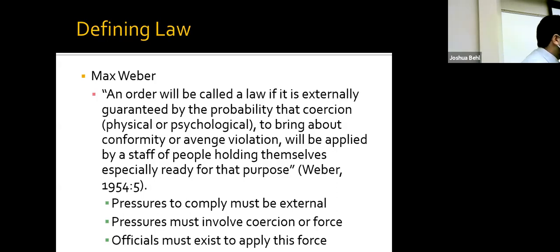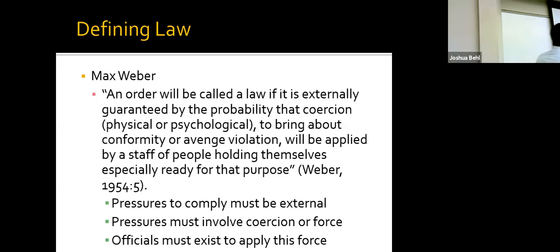However, if you get a $100 ticket or your car gets towed, well, maybe that's a little worse, right? And so the pressure must involve coercion or force in some capacity. Do this or else. And then officials must exist to apply this force.